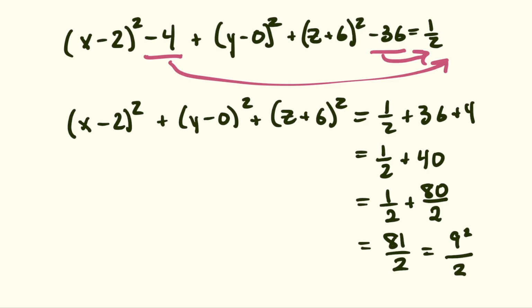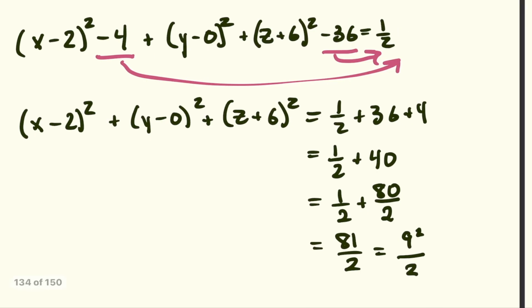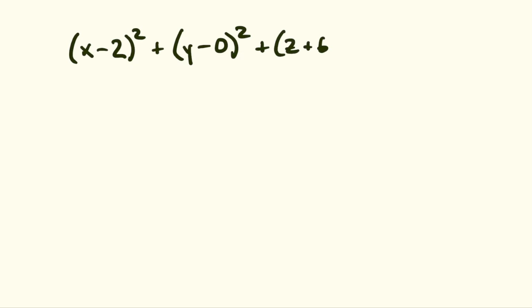And we're going to rewrite our equation one last time. So we have x minus 2 quantity squared plus y minus 0 quantity squared plus z plus 6 quantity squared is equal to 9 squared over 2. And instead of putting a 2, I'm going to put a square root of 2. And I'm going to pull a squared all the way to the outside. So now we see very clearly what our radius is going to be.